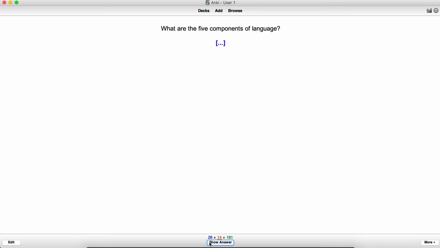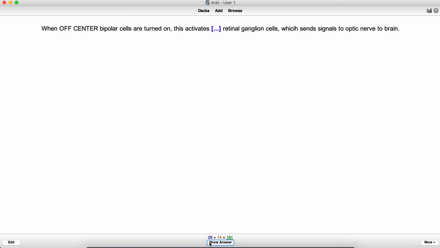It was phonology. This one with an M. Morphology. So morphology, phonology, semantics, syntax, and pragmatics.